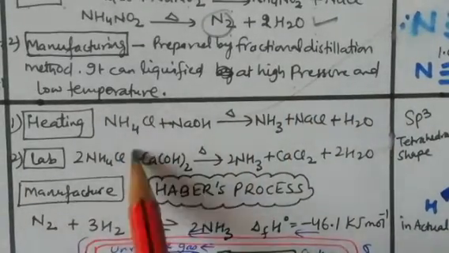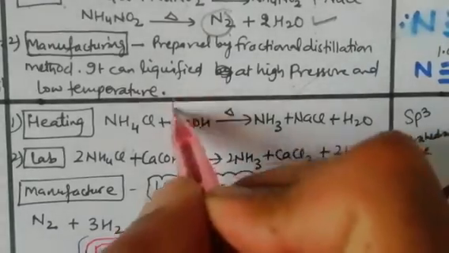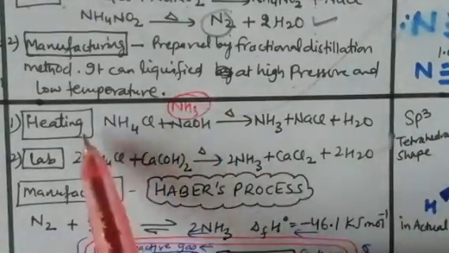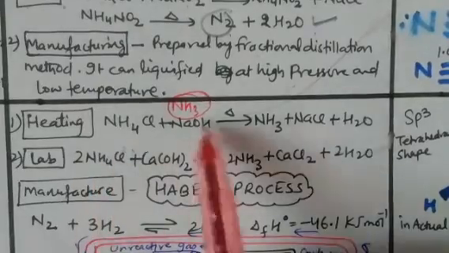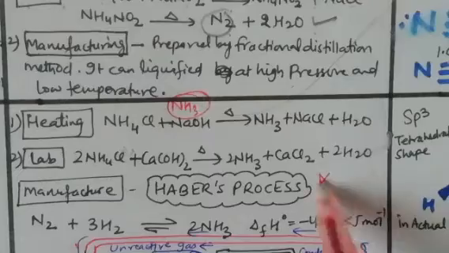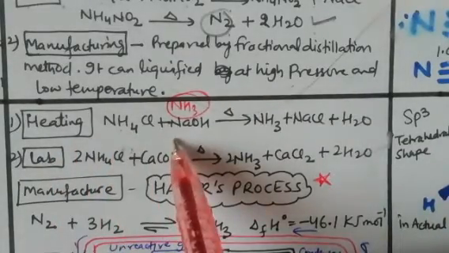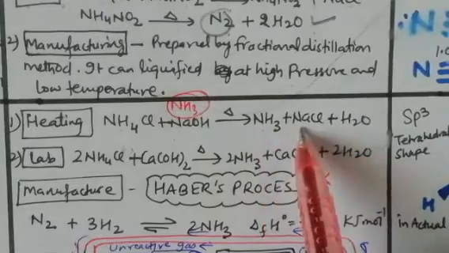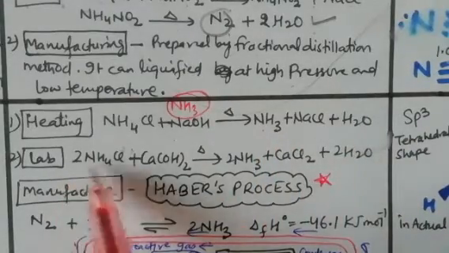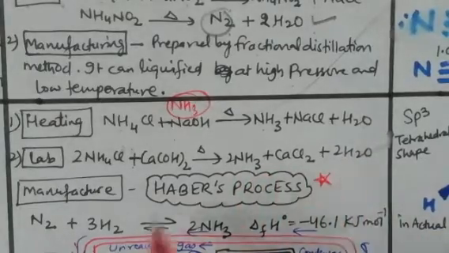If we talk about ammonia, this is ammonia. It is very important to understand the preparation and manufacturing of ammonia. It is prepared with the help of the Haber process, which is very important from the examination point of view. If we heat ammonium chloride with sodium hydroxide, we will get ammonia, NaCl and H2O. In the lab, ammonium chloride and calcium hydroxide will give ammonia, calcium chloride and water.